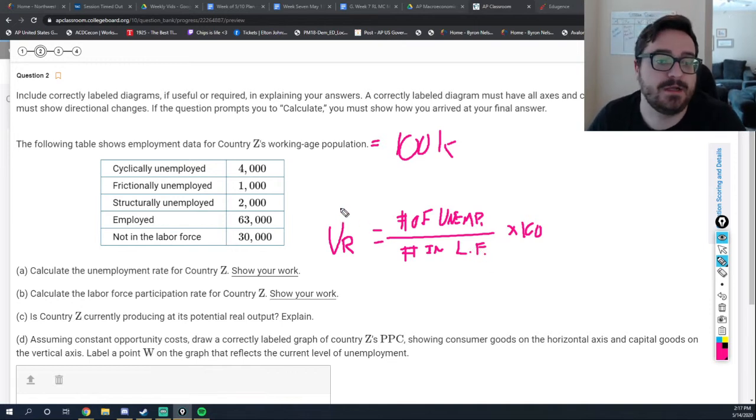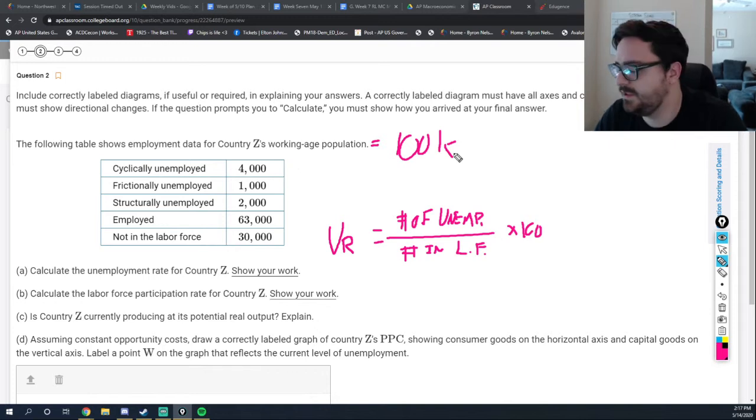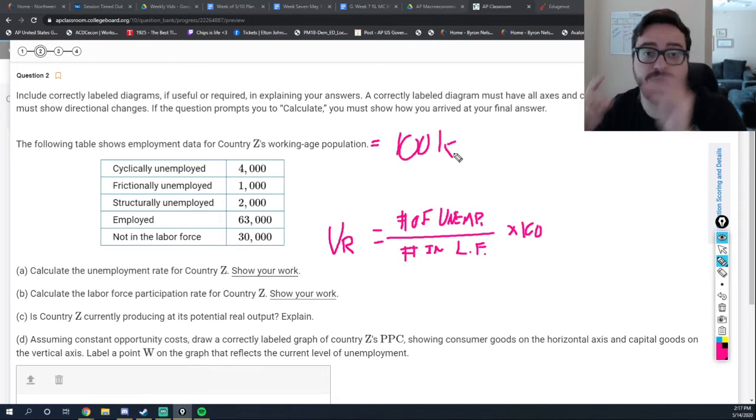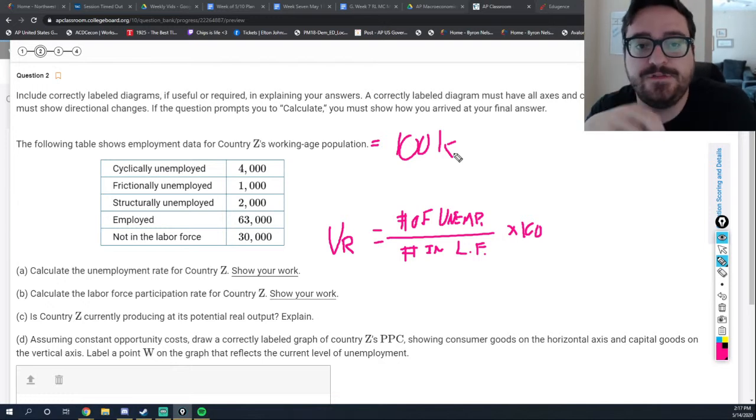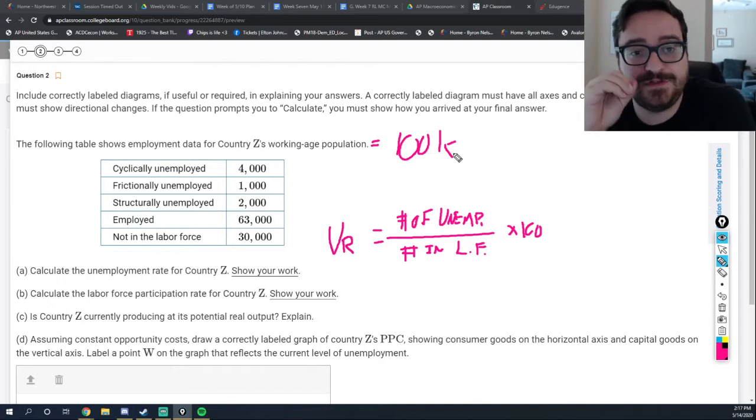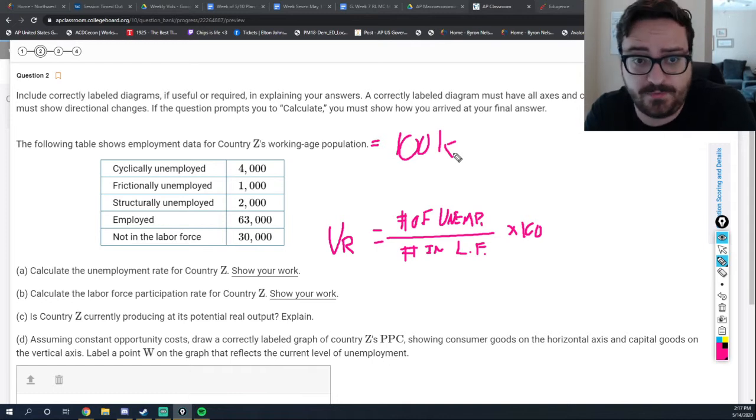People would go and be like, okay, the unemployment rate in this economy is 7%, because 7,000 over 100,000, so 7% of the people in this economy are unemployed. That's not what unemployment rate means. Unemployment rate is the percentage of the labor force, the percentage of people who are actively trying to work, that do not have a job right now. Because again, you wouldn't want to count babies and elderly people who retire when you're talking about unemployment rate. Those people aren't trying to work.